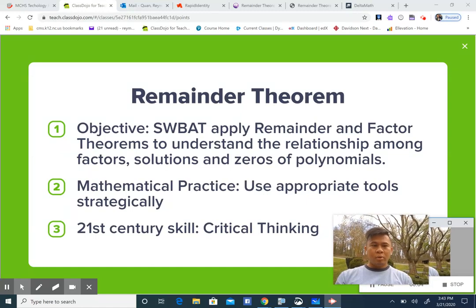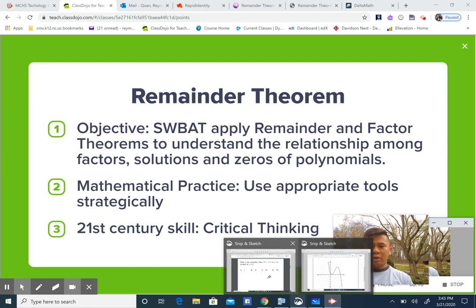Good morning. Our topic for today will be the remainder theorem for Math 3. We have our objectives, mathematical practice, and our 21st century skills in here. Let's go to our first example.